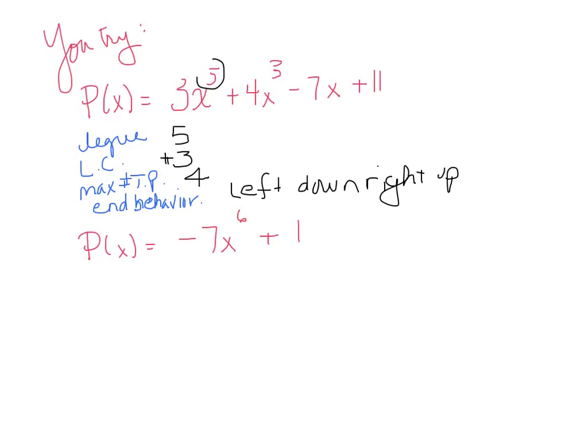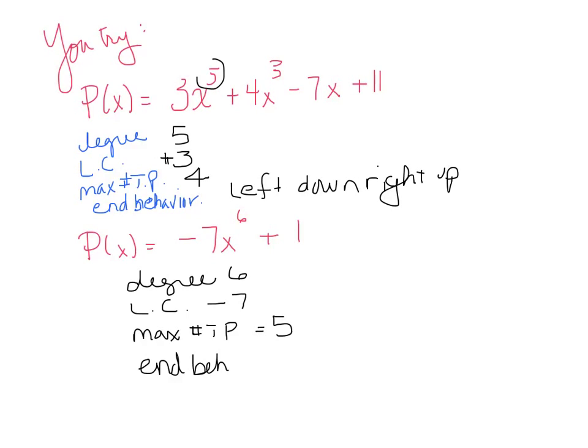And then if I go to this other one, the degree is 6, the leading coefficient is negative 7. The maximum number of turning points would be the degree minus 1, which is 5. And the end behavior, let's see, I'm an even degree, so that means they're both going in the same direction, but it is a negative, so that means they're both down. So I'm just going to write both down. Okay, so that's really all there is to that.